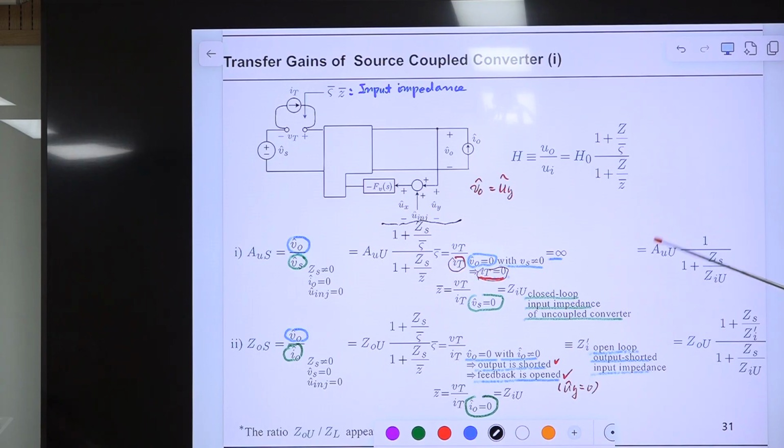So the input-output transfer function with GS is simply this one, GS divided by GIU. GIU is the closed loop impedance of the uncoupled converter.